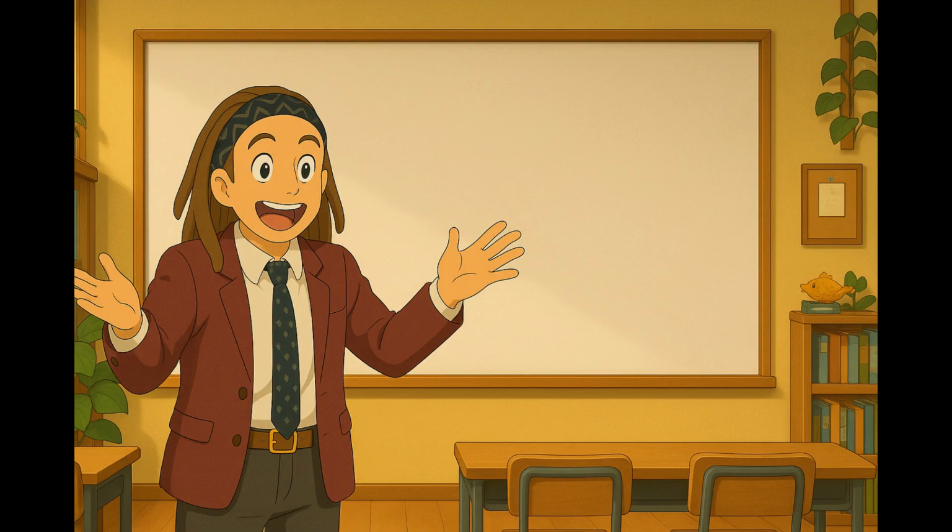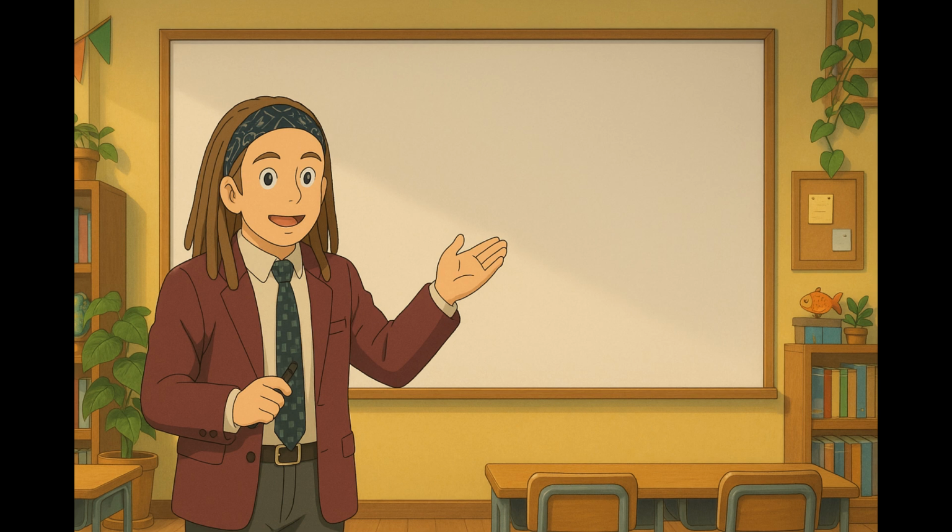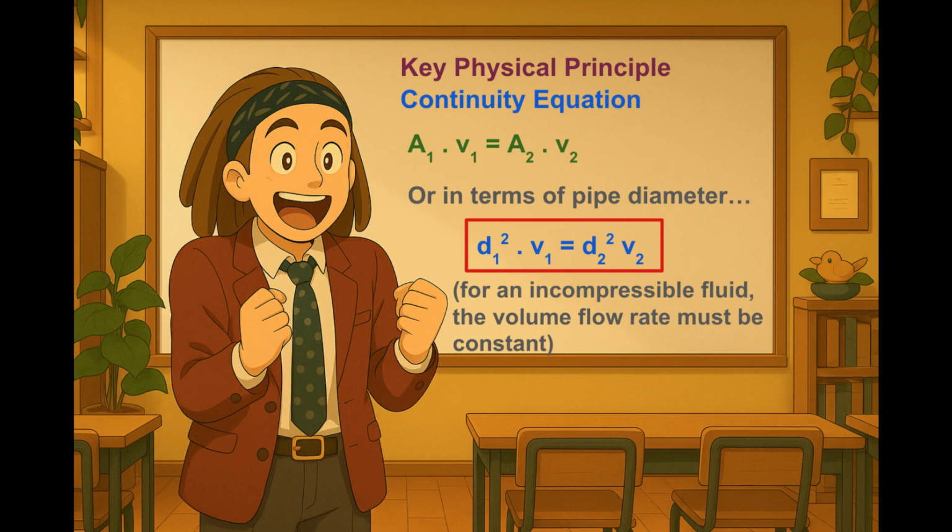Step 7. Additional insights. A crucial insight from this problem is the relationship between diameter and speed. Although the pipe diameter was halved, the water's speed didn't just double, it quadrupled. This is because the cross-sectional area, which dictates the flow speed through the continuity equation, depends on the diameter squared. This non-linear relationship means small changes in pipe diameter can lead to very significant changes in fluid speed and, consequently, pressure.